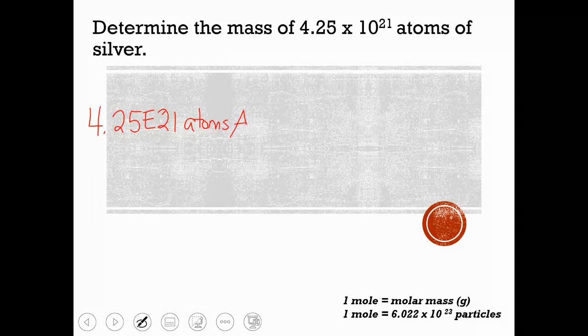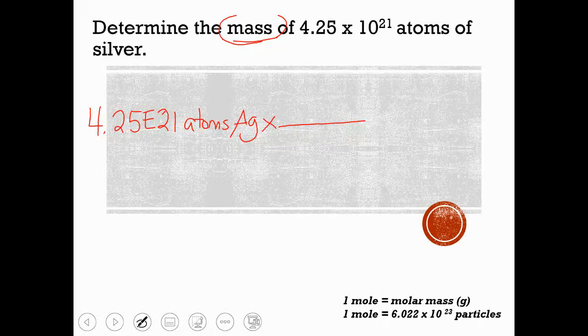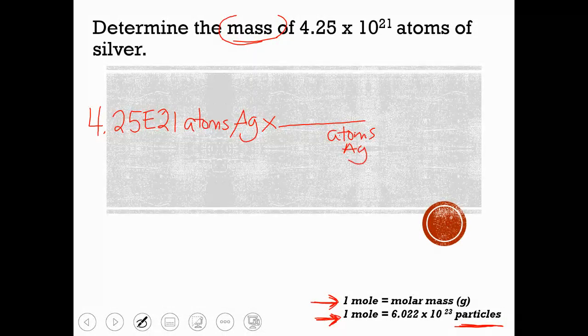And this is atoms of silver. So remember, you let your labels be the guide. I'm eventually trying to find the mass. Atoms are particles. So first I can use this equality, the bottom one, to convert the atoms into moles. And then I can use this equality to convert the moles into grams. Again, you let your labels be your guide. You have to put the atoms of silver on the bottom so that it will divide out.